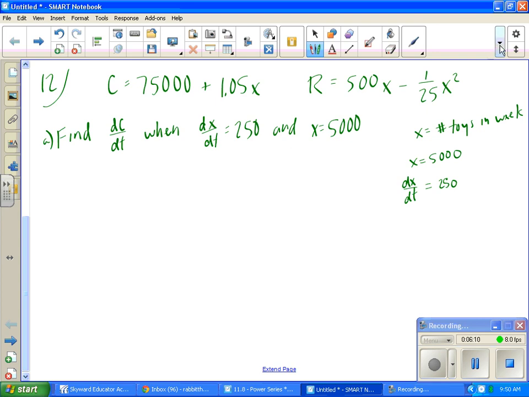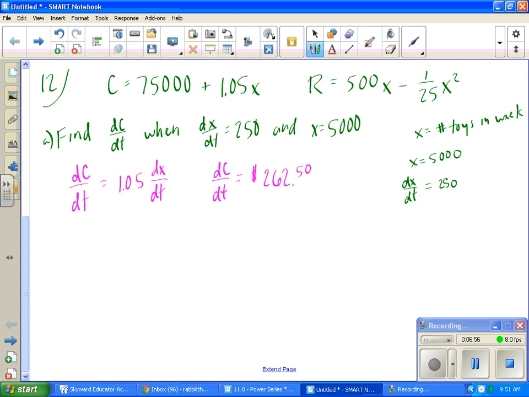So what do I have to do to find dc dt? I have to take the derivative of this. So the derivative of c is just dc dt. The derivative of 75,000, 0. The derivative of this, 1.05 times dx dt, right? So do I even need the 5,000 in this case? No. So go ahead and multiply those, see what you get. So what do I get? Yeah, $262.50. So my dc dt is $262.50.